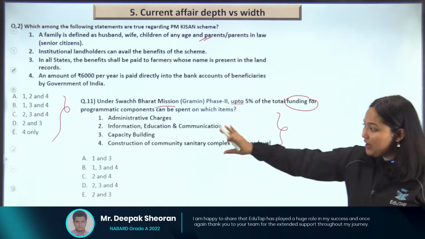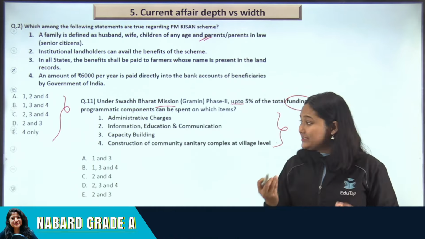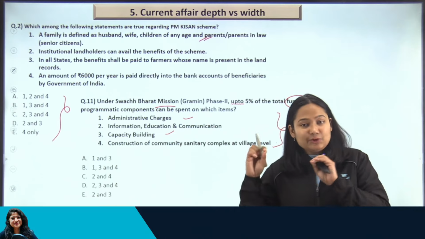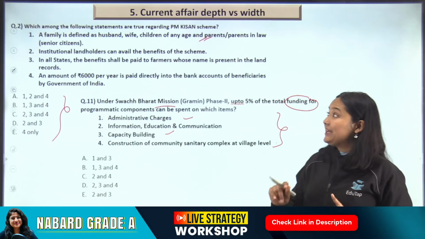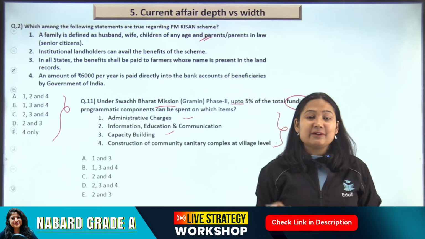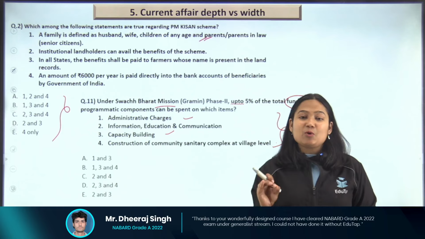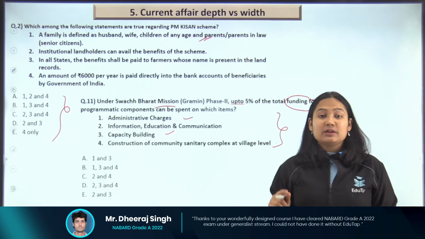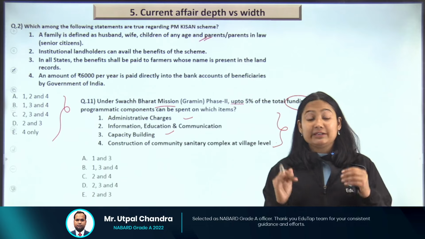So you have 4 options and you need to know. And this is again not something that you can guess, that administrative charge can be the answer, and capacity building cannot be. Either you know it because you have read it or you don't know it. So please keep in mind that current affairs is a very big component of your NABARD Grade A examination. The maximum questions in the merit section are asked from the current affairs section. If you want to clear this exam, current affairs needs to be dealt with in depth.